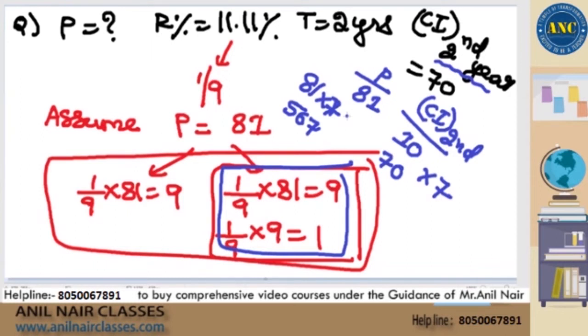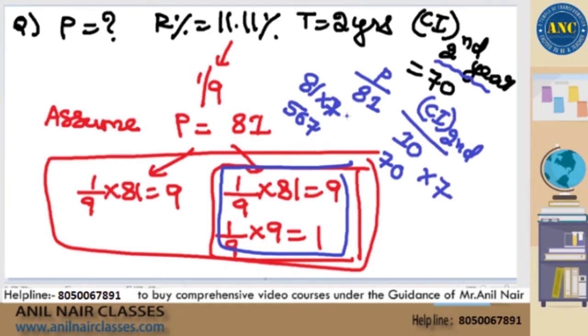So the root cause of all these problems is when you are finding CI, interest. To find out interest, what do you require? Rate of interest. And how much is the increase? We will discuss some miscellaneous questions.